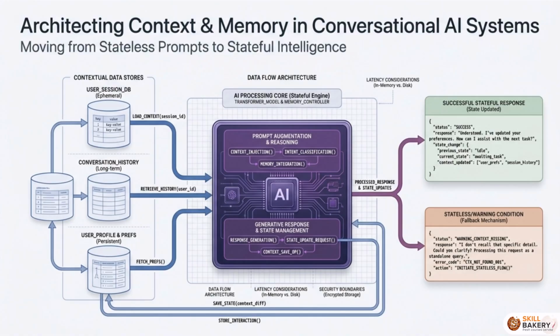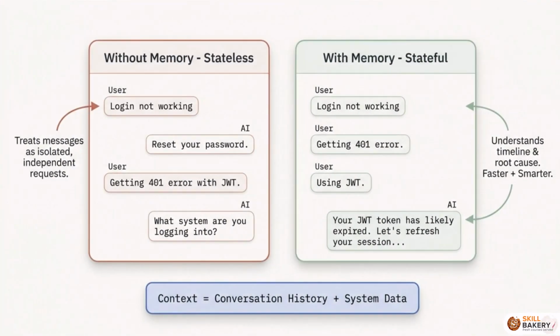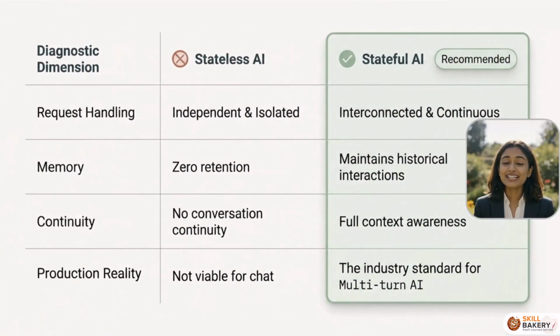Welcome to this video on architecting context and memory in conversational AI systems. We will explore how to transition from basic, stateless prompts to powerful, stateful intelligence. Stateless systems treat each message as an independent request. Stateful systems, however, maintain context by combining conversation history and system data, allowing the AI to understand timelines and root causes. Comparing the two, stateless AI lacks memory and continuity, making it unsuitable for complex chats. Stateful AI is the industry standard for multi-turn interactions, providing full context awareness.